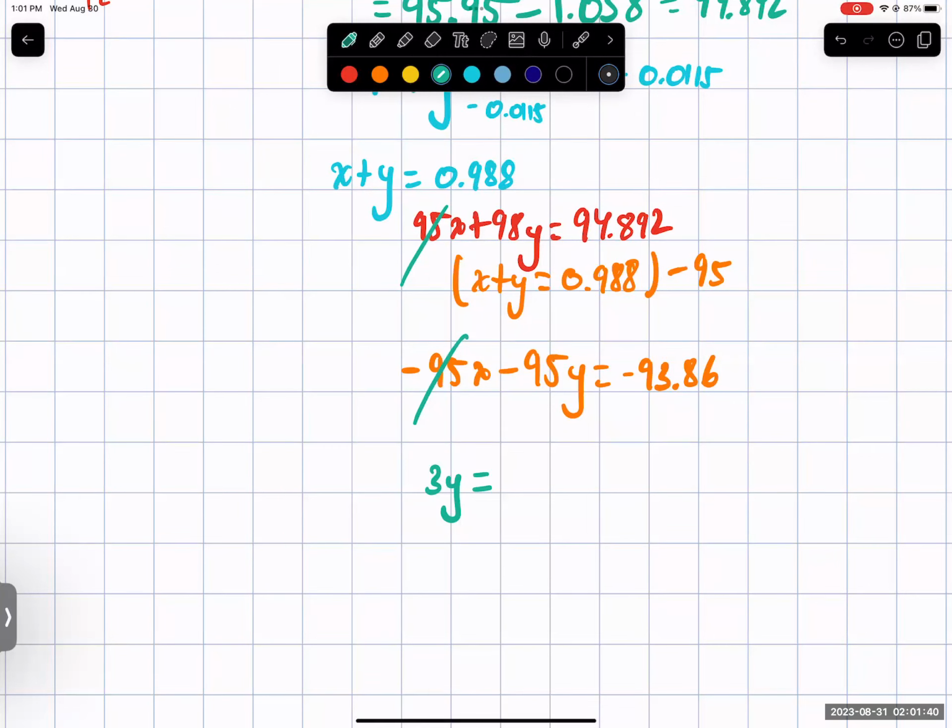1.032. All right. Now, divide both sides by 3. And what is y going to be equal to? 0.344.